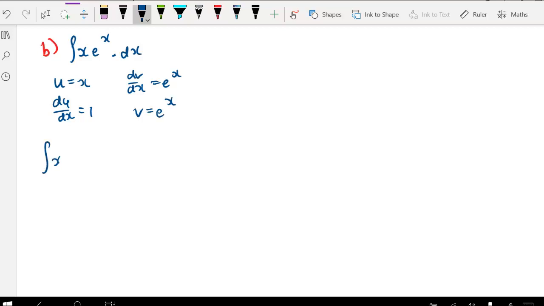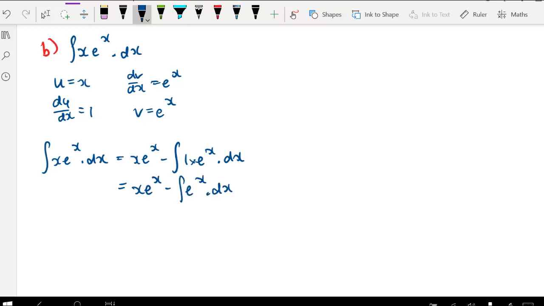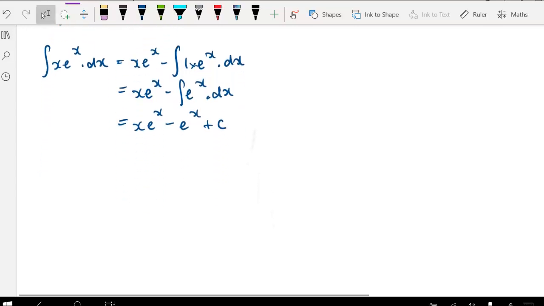So we're looking at the integral of x e to the x with respect to x will be the product of uv, which is x e to the power of x, subtract the integral of v du/dx, which will be 1 times e to the power of x with respect to x. So we've got x e to the x, subtract the integral of e to the power of x with respect to x, which will give us x e to the x, subtract e to the x plus c. And there we have it, there's our integral.